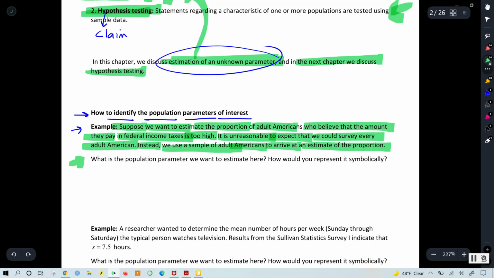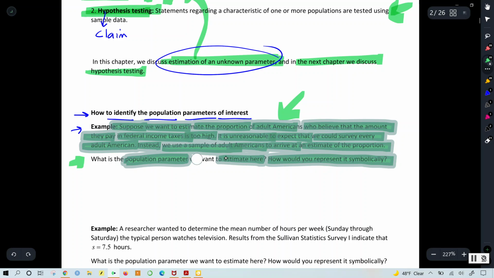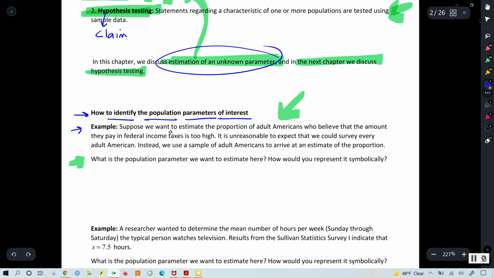So, that brings us to the question: what characteristic of this population of adult Americans are we interested in estimating here? From what you have learned so far in this class, how would you represent that parameter or that population characteristic symbolically? Here is a quick pointer for us. We are interested, as we said, in estimating the proportion of adult Americans who believe that the amount they pay in federal income taxes is too high. That is the population parameter we want to estimate.